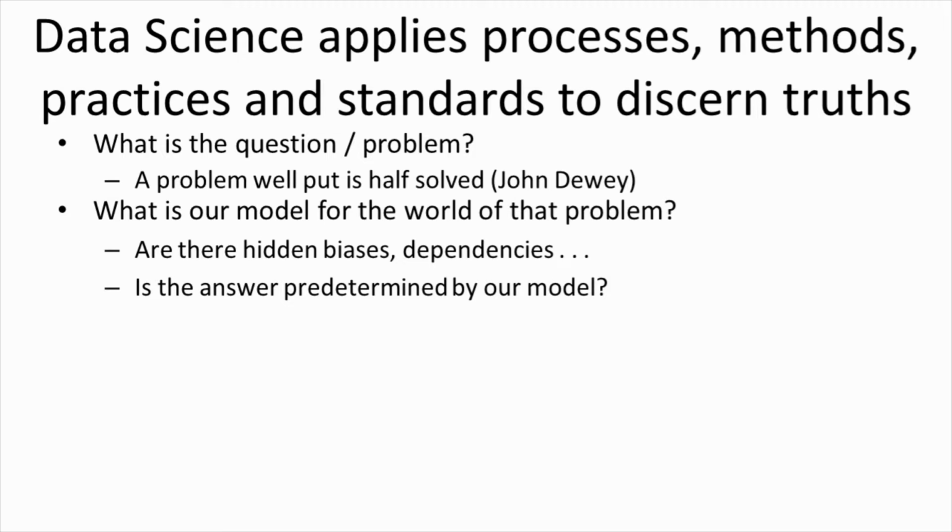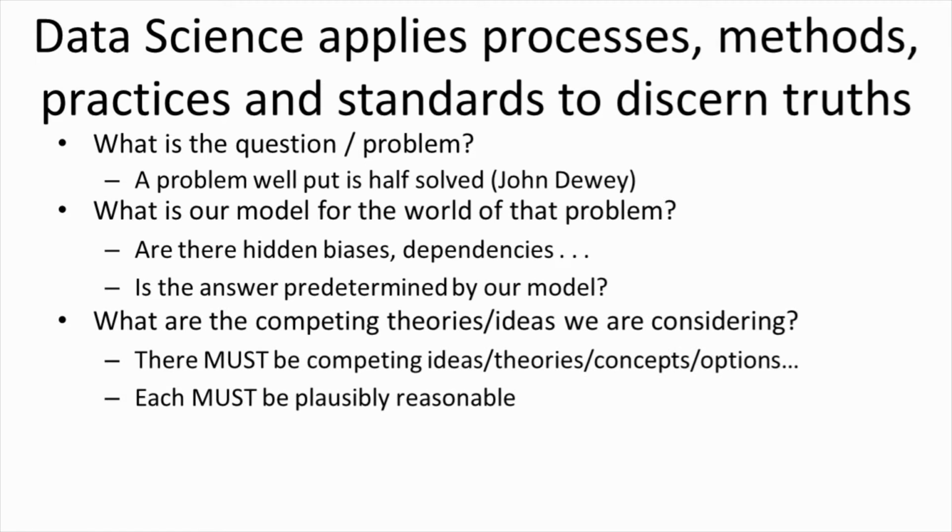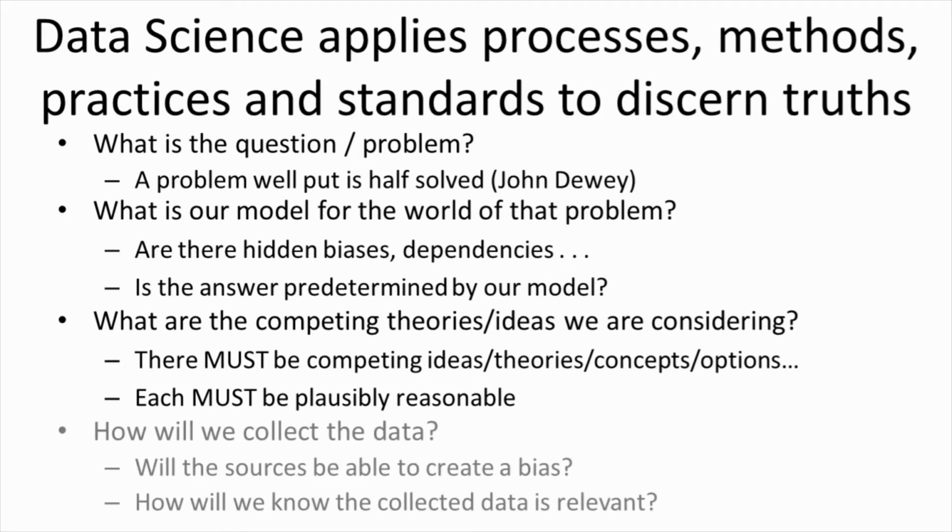Are there hidden biases, dependencies, or other factors that we are not taking into account? Have we somehow predetermined our answer by how we have structured our model or our view of the world? What are the competing theories or ideas that we are also considering? And yes, there must be competing ideas, theories, concepts, or options that are being considered. These competing concepts must also be reasonably plausible, or we have again stacked the deck against finding the truth.